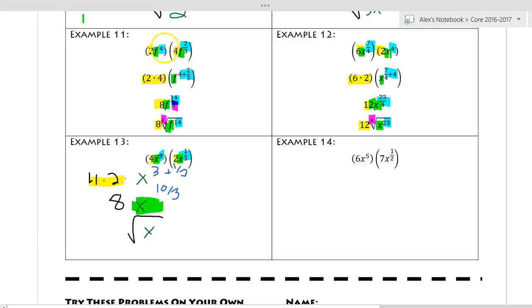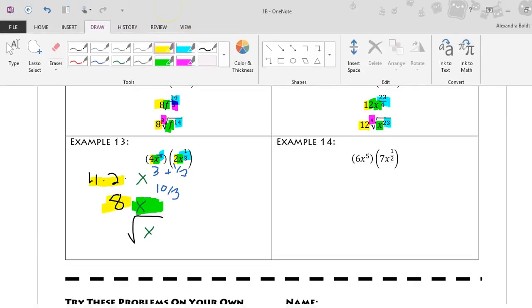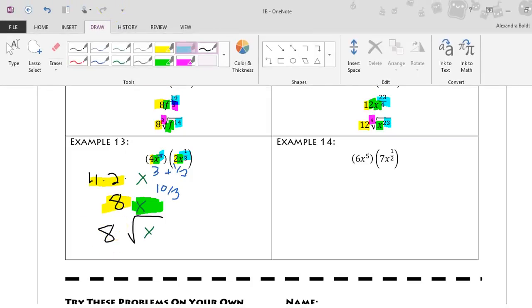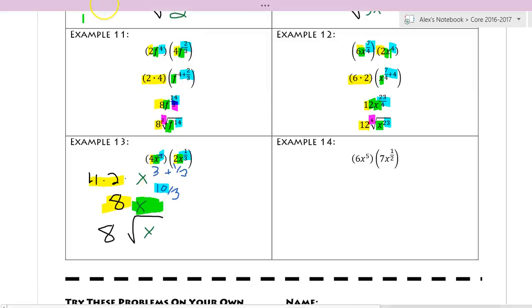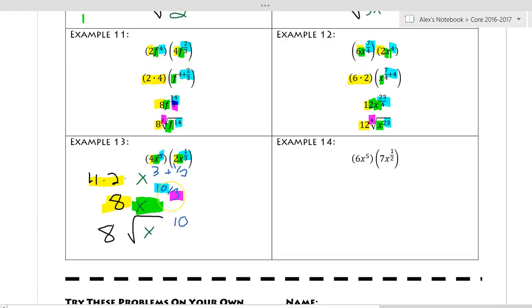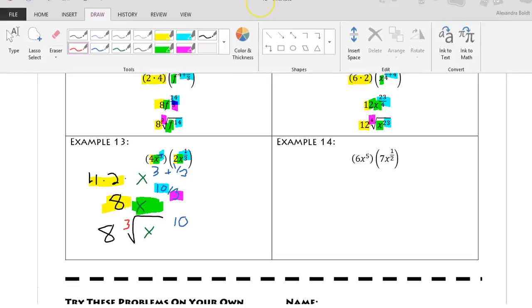This 8 is not being raised to any power, so it gets to go out in front. Then 10 is my exponent, and 3 is my root, because it is in the denominator. So this is 8 times the cube root of x to the 10th.